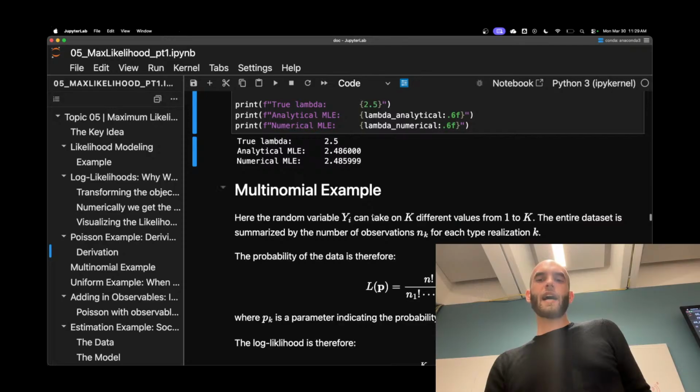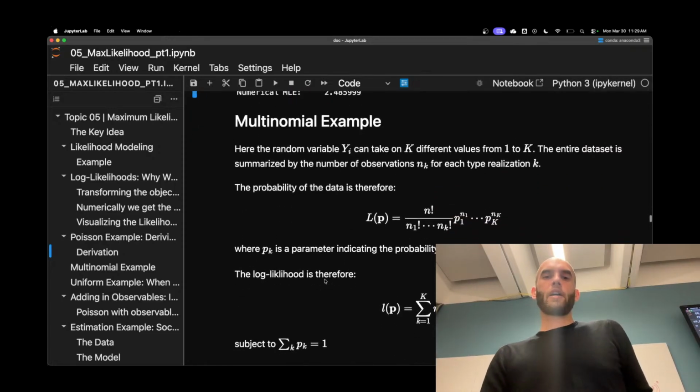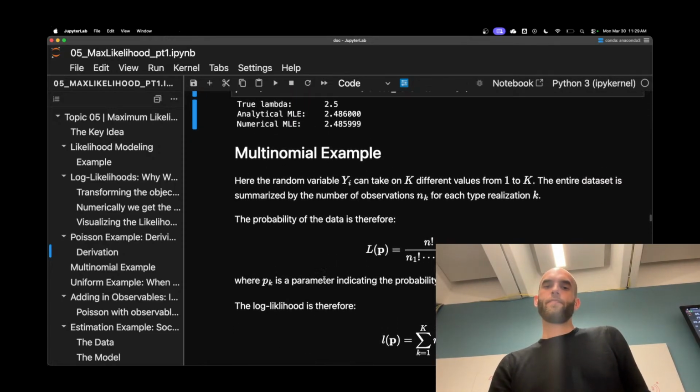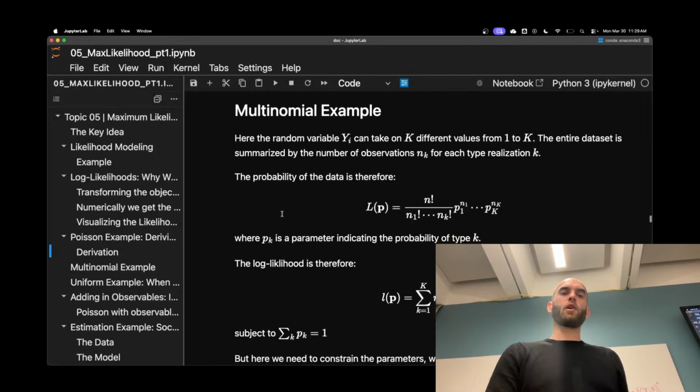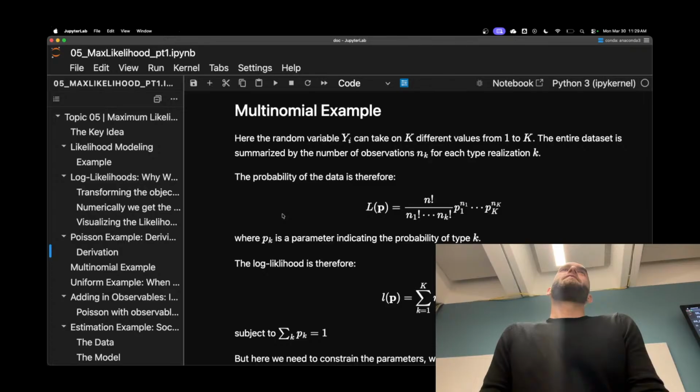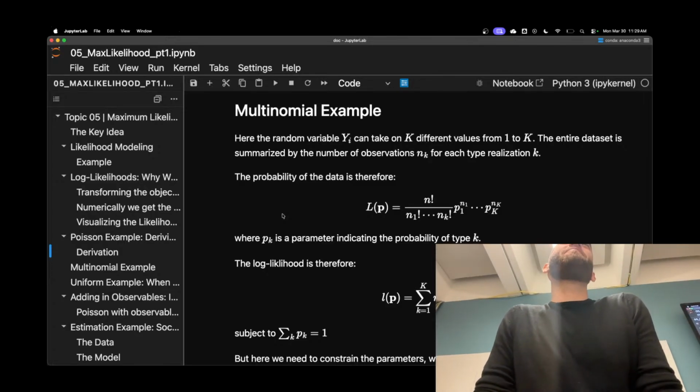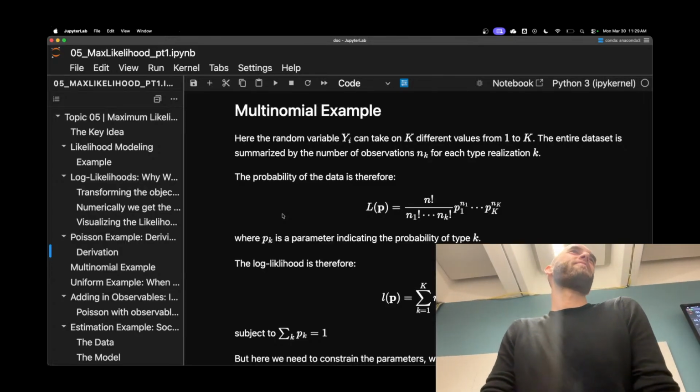What we're going to do next class is work on a couple of more complicated examples. We're going to start on Thursday with the multinomial. And then we're going to actually go out into the world and estimate a 42 parameter model, which should be fun. Y'all hyped?